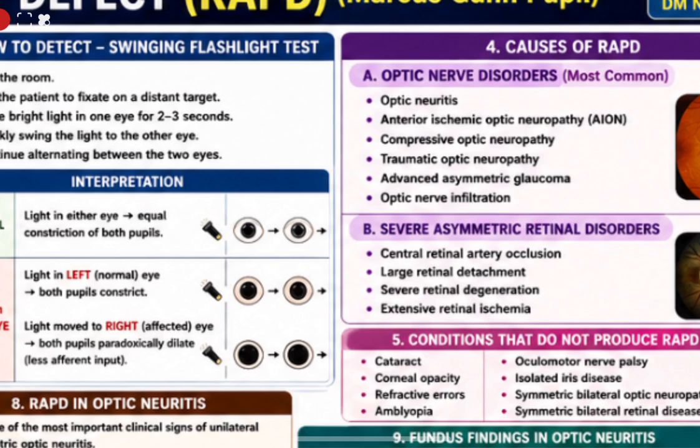So, the conditions which are common but are not known to cause RAPD are: cataract, corneal opacities, refractive errors, amblyopia, oculomotor nerve palsy, isolated iris diseases, asymmetrical bilateral optic neuropathy, symmetrical bilateral optic neuropathy, and symmetrical bilateral retinal diseases. So, any disease that is symmetrical and involves the optic nerve afferent pathway is not known to cause it.